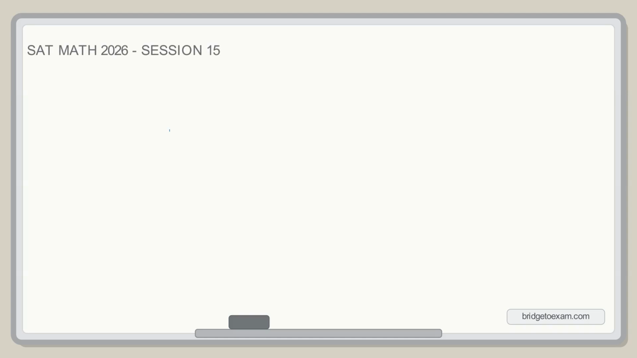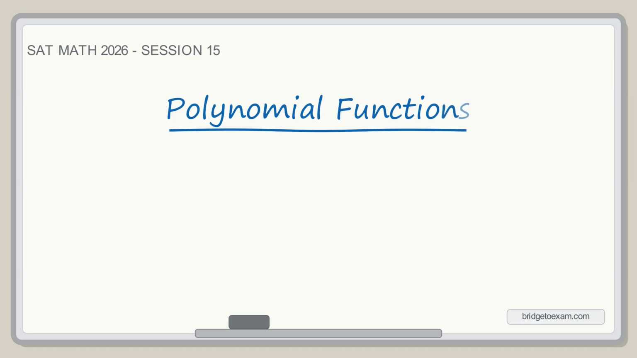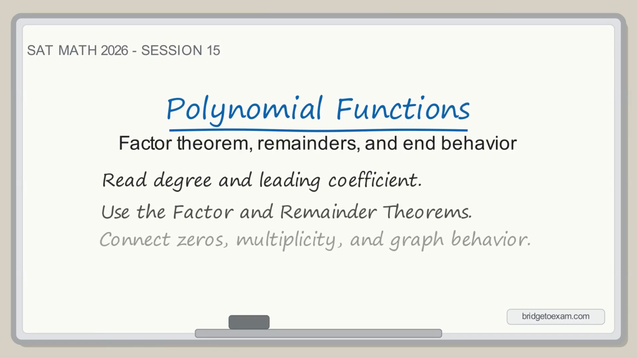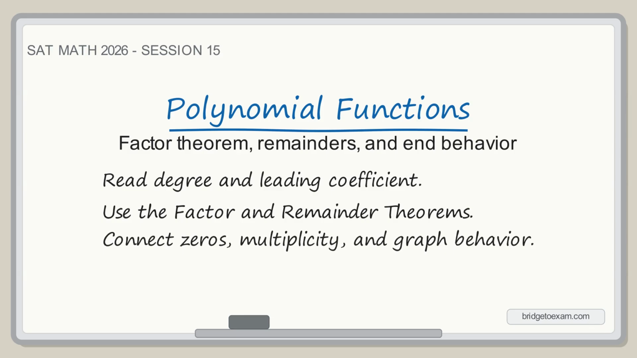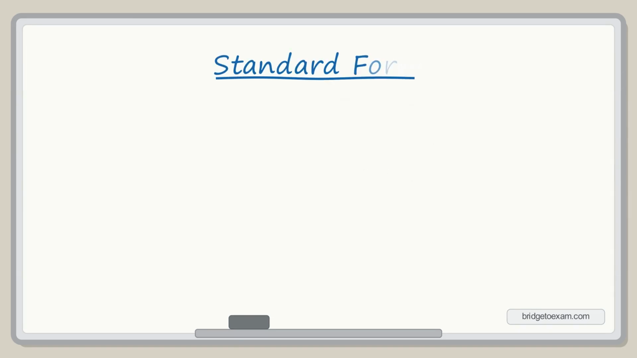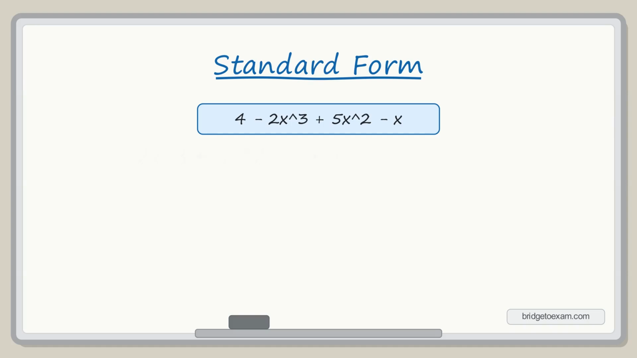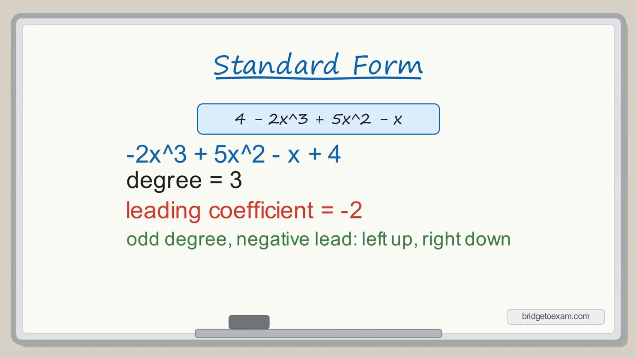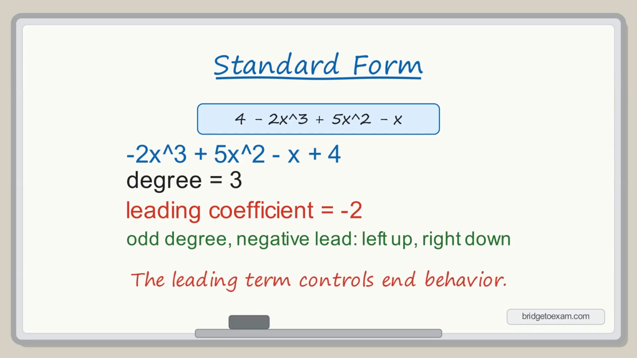Welcome to Session 15. Polynomials extend quadratics. Today we focus on standard form, end behavior, polynomial operations, the factor theorem, remainders, and multiplicity. Write polynomials in descending powers. The highest exponent gives the degree, and the leading coefficient plus degree parity predicts end behavior.